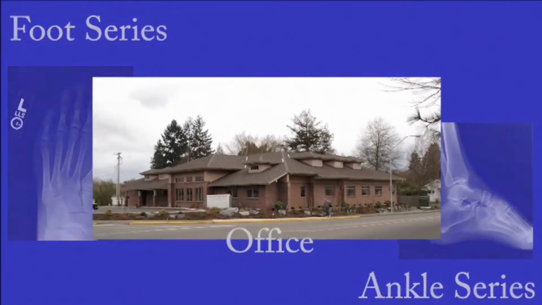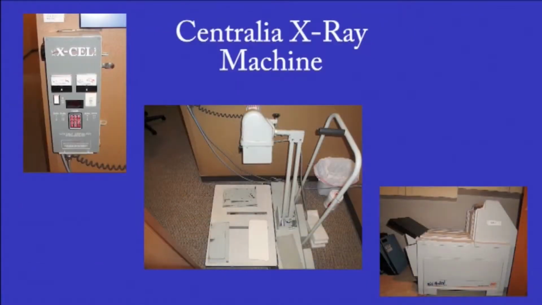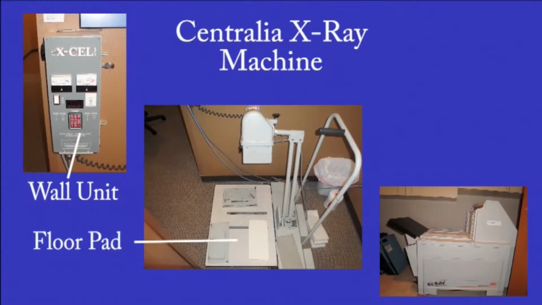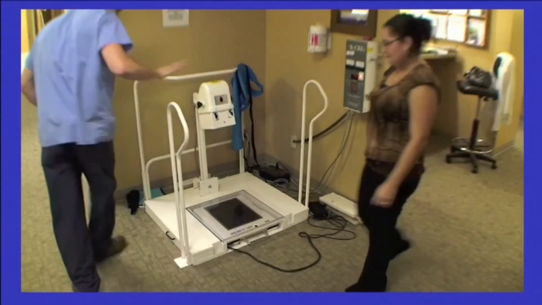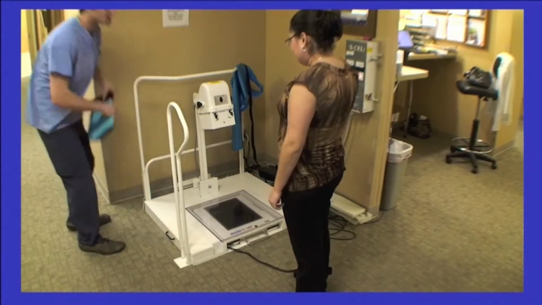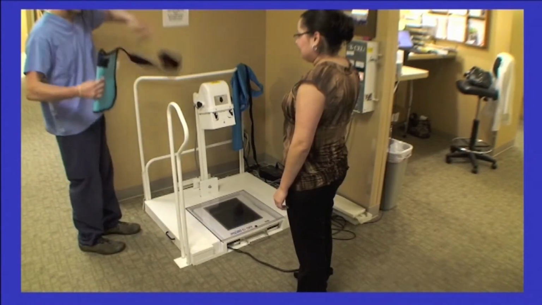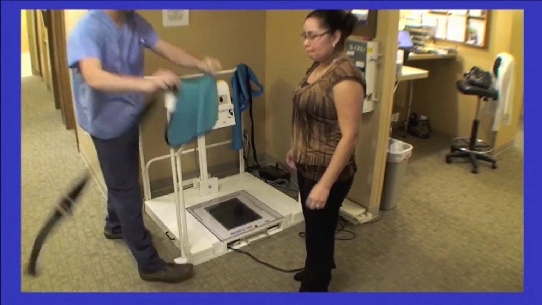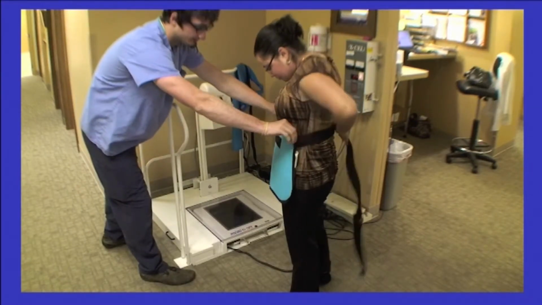The Centralia office uses a manual X-ray machine, which consists of a wall unit, where you will find the power button and all the controls necessary to change your exposure time. The floor pad, which is attached to the floor and has with it the actual X-ray head that will send the radiation wave. The lead apron on each patient. This is a gonadal shield to protect the patient's sexual organs from any type of radiation.